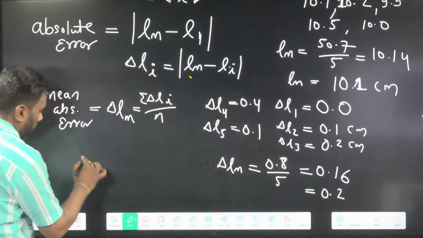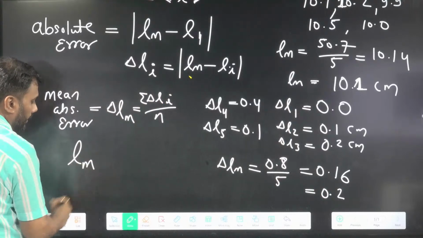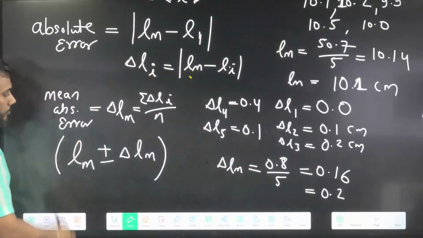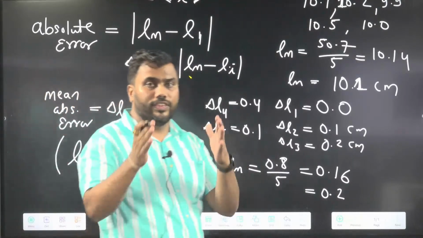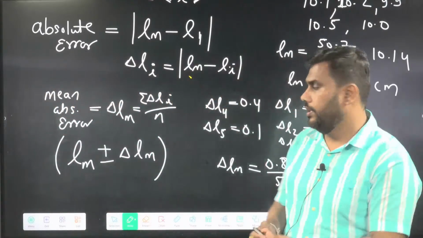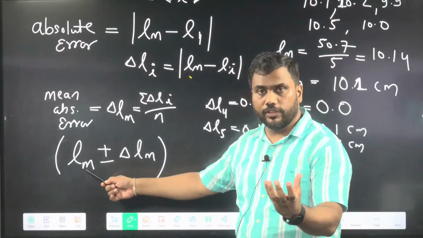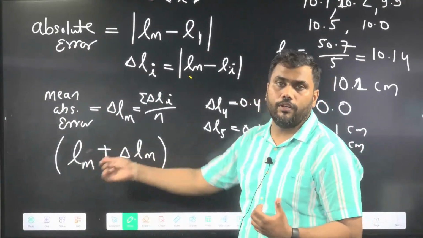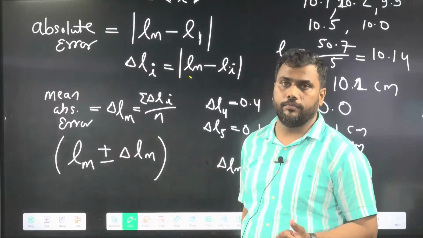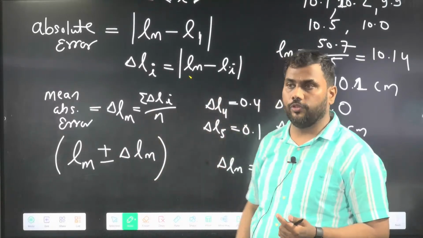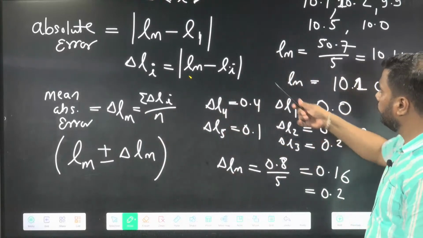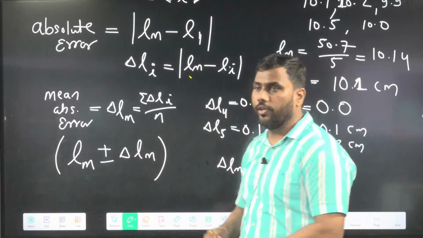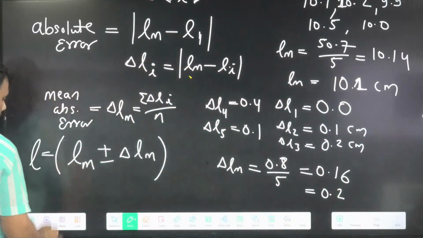Now we will report our physical quantity as mean value plus minus mean absolute error. This is how we represent the physical quantity with error. We will find out the mean value of the physical quantity, then mean absolute error, and finally we will report our measured thing in this format: mean value plus minus mean absolute error. We have also understood how to find the absolute error, how to find the mean of absolute error, then final reporting of length will be done like this.